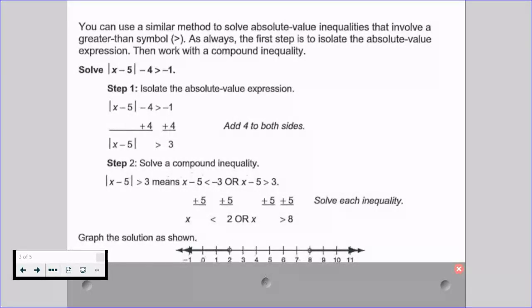So then we're going to graph it just like we normally would. We're going to have an open circle at 2, and the shading going to the left because it's the less than numbers, and an open circle at 8 going to the right because it's the numbers that are bigger than 8.